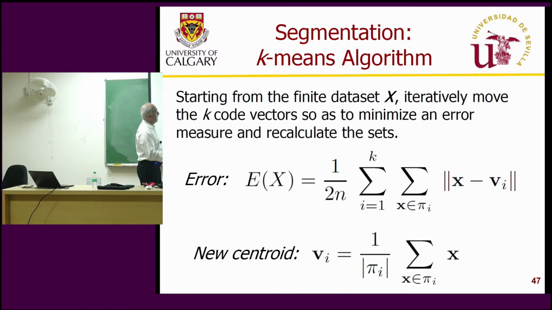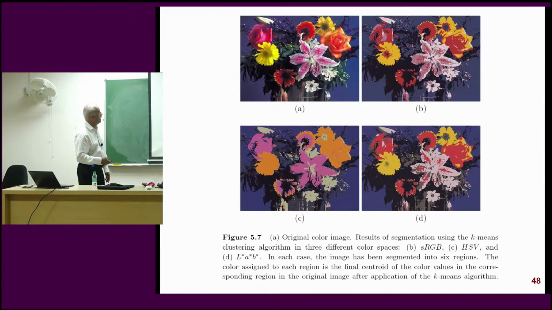There is the error, the modulus of x minus Vi, summed over all the categories and all the pixels belonging to those categories. Then compute the new centroid, or K means, the mean of that category, the ith category. Then keep iterating until there is no more change in the assignment of pixels to categories, or the centroids don't move anymore.